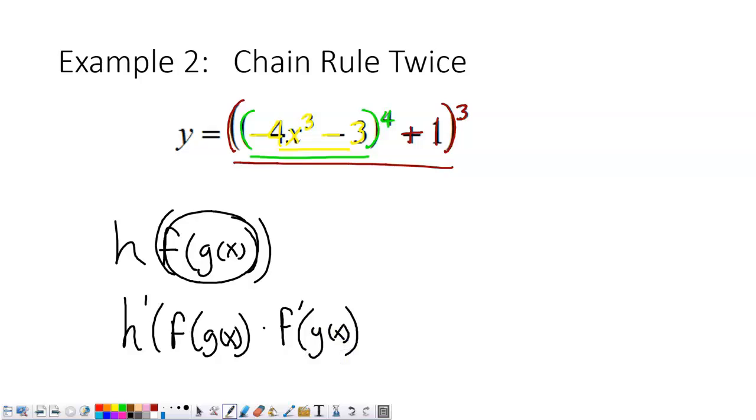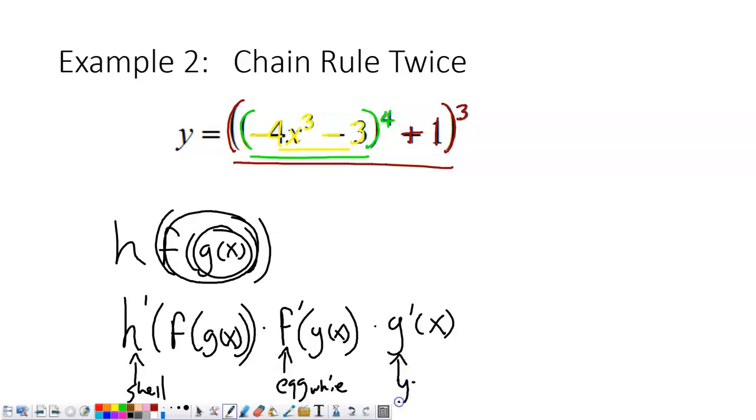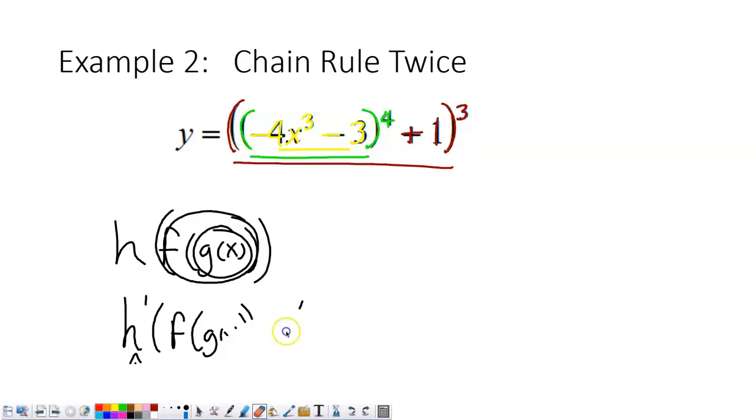Don't change the inside of the egg whites. Times the derivative of the yolk. So it's basically just taking the chain rule out to one extra level. Okay. So derivative of the shell, derivative of the egg white, derivative of the yolk, all times each other. Okay. So that's what we're looking at there. Let's go ahead and apply that to the problem on this page then.